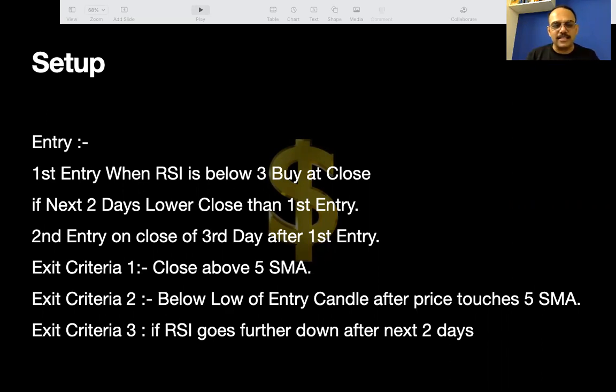Exit criteria 3 is if RSI goes further down after 3 days also. So first we have bought, second time we have bought, still the RSI keeps going down, better to exit and come out, and wait for another trade. So this is the exit criteria. Those who want to take a snapshot or screenshot, take it so that we move ahead.